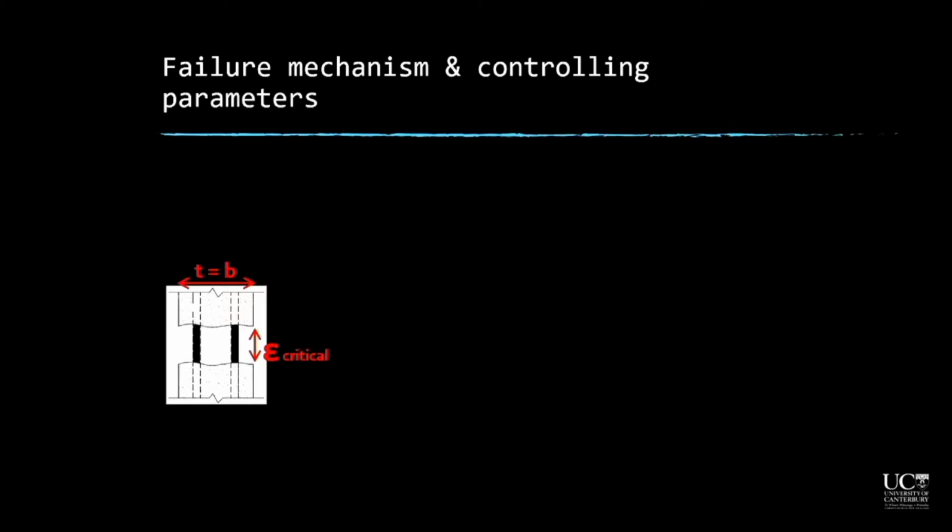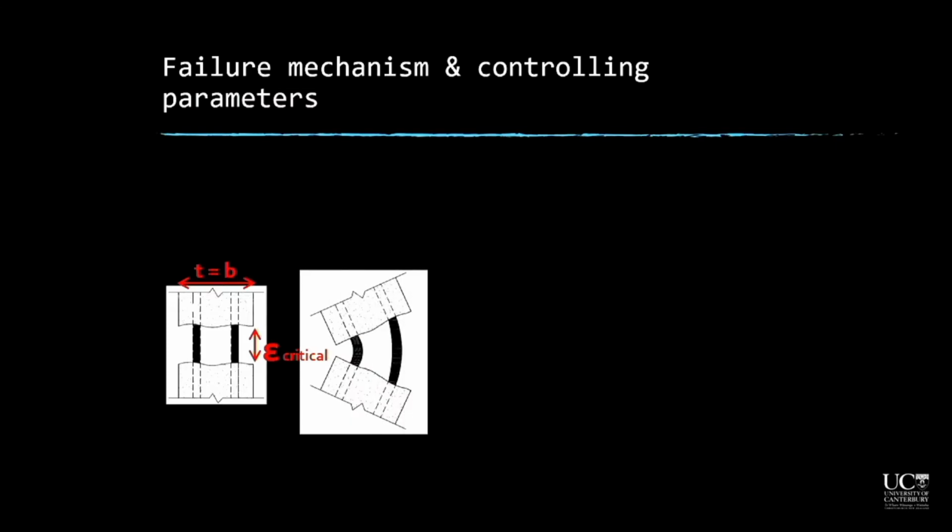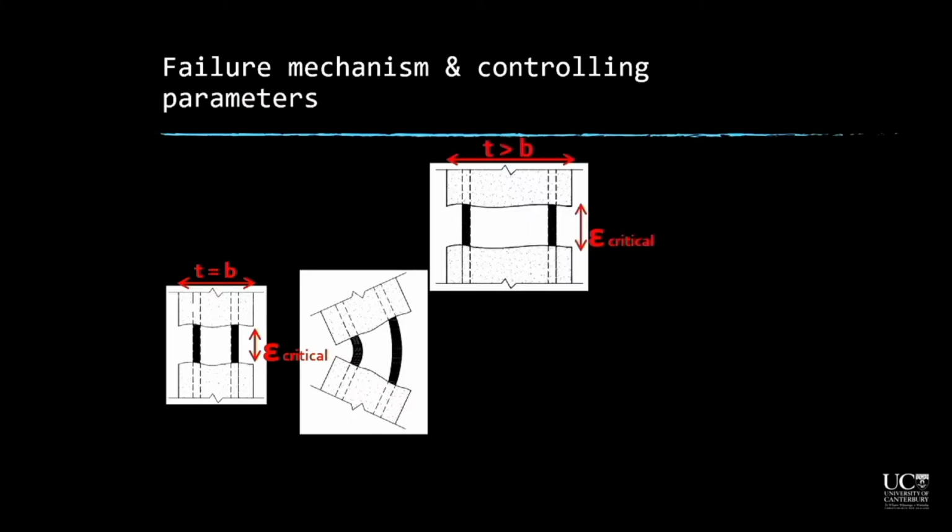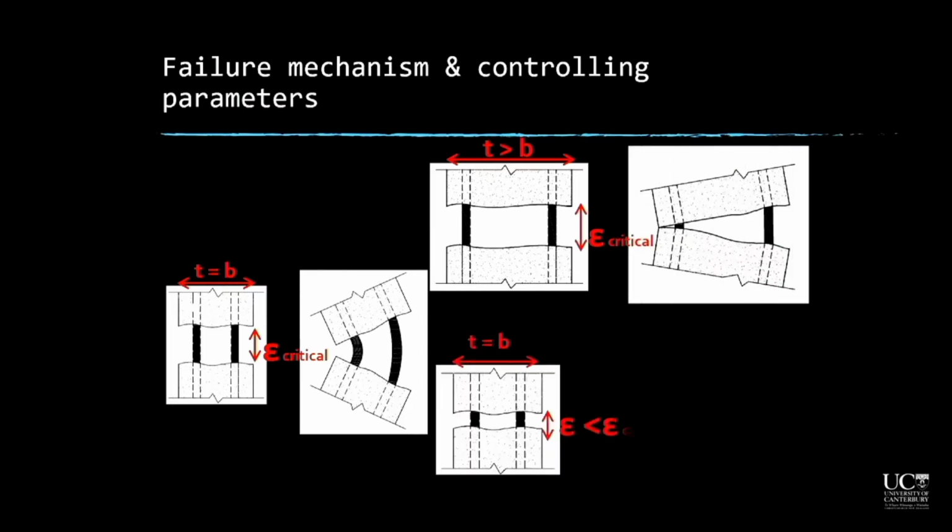So for a given thickness, there is a critical value for strain which can induce out-of-plane instability. And to control this out-of-plane instability, we need to either increase the thickness, or if we cannot increase the thickness, then we need to limit the strain.